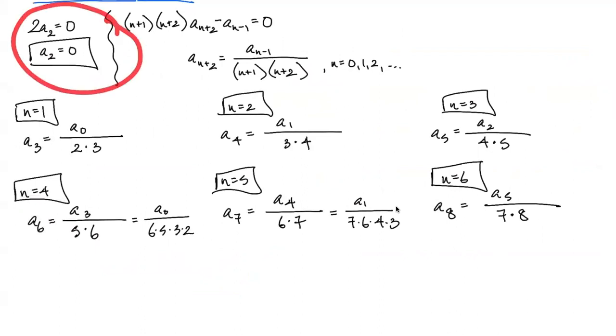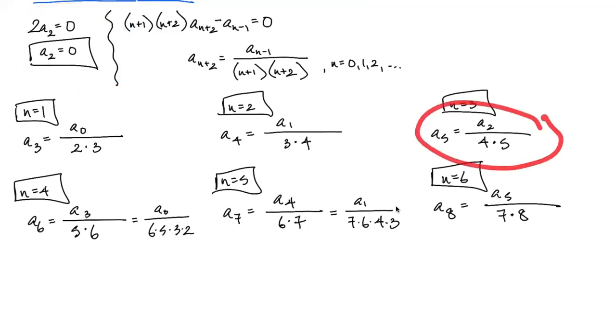But one of the things that our series told us is that a sub 2 actually equals 0. What that means is that a sub 5 also equals 0, because 0 over 4 times 5 is still 0. Well, if a sub 5 is 0, a sub 8 is 0. Give me another term that's going to be 0. Nine.